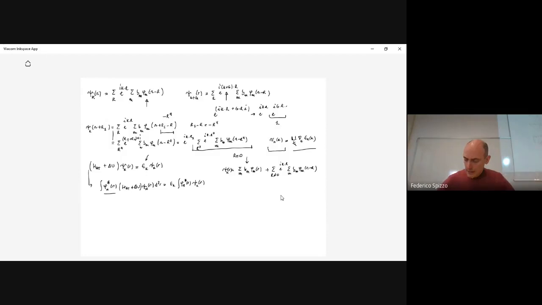Just a comment. I have already noticed that sometimes I miss, as I have just done here, to write the position dependence. In case I miss that, please just add the position dependence.